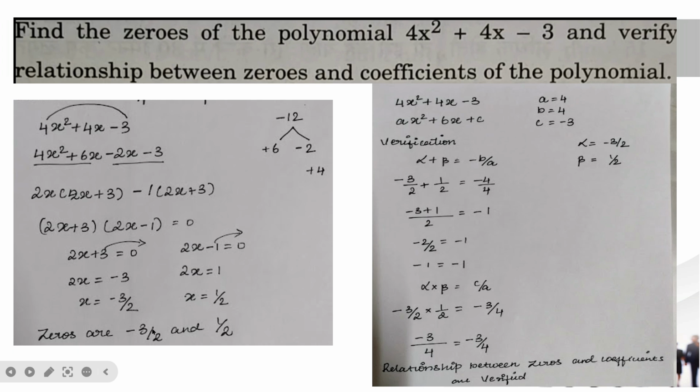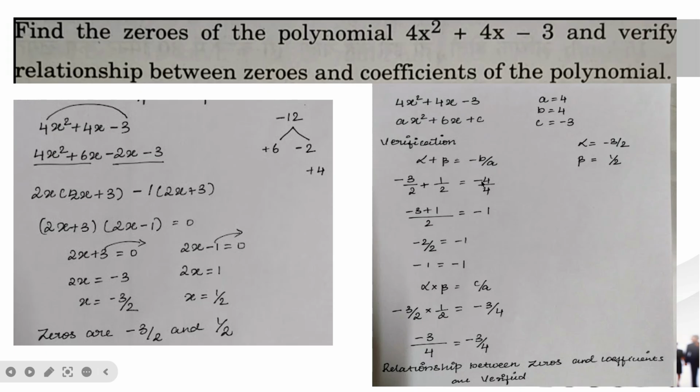The zeros which we found, we could write them as alpha and beta. To verify, we need to substitute these values in this equation. Alpha plus beta equal to minus b by a. Alpha into beta equal to c by a. Alpha value plus beta value equal to minus b by a.